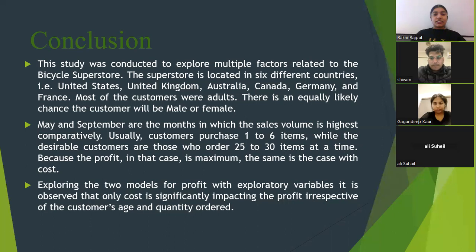Usually, customers purchase 1 to 6 items, while the desirable customers are those who order 25 to 30 items at a time, because the profit in that case is maximum, and the same is the case with cost. Exploring the two models for the profit with explanatory variables, it is observed that only cost is significantly impacting the profit, irrespective of the customer's age and quantity ordered.